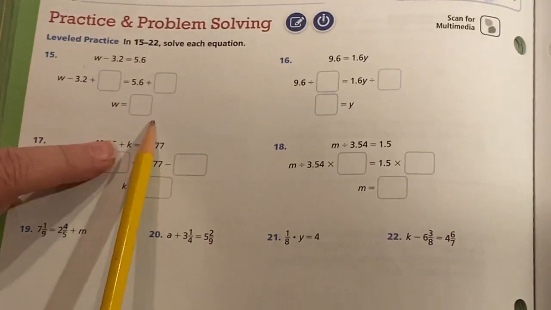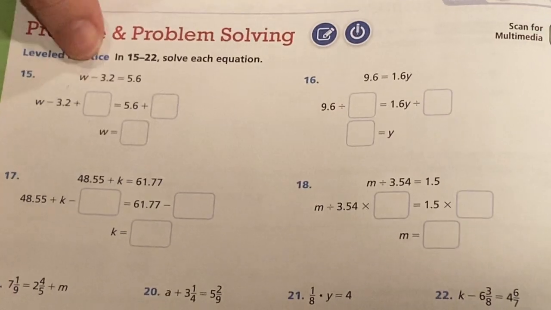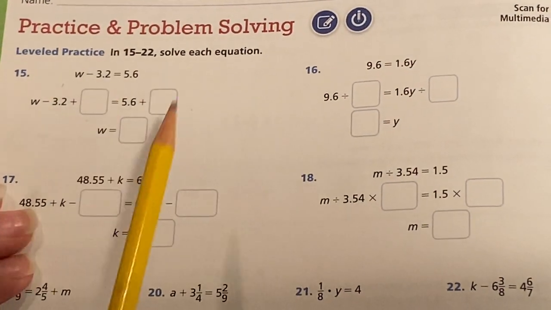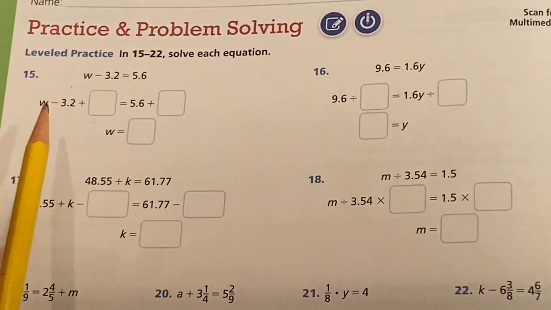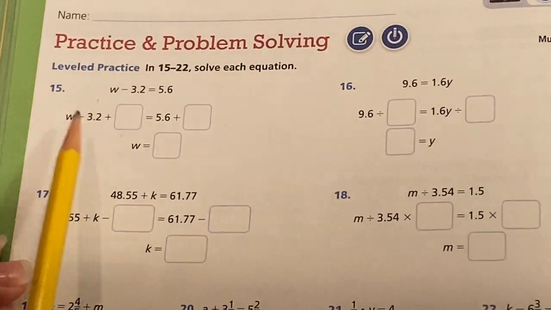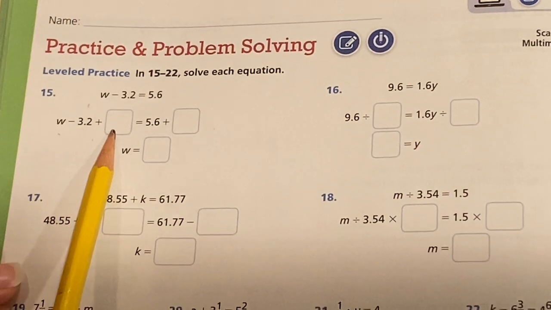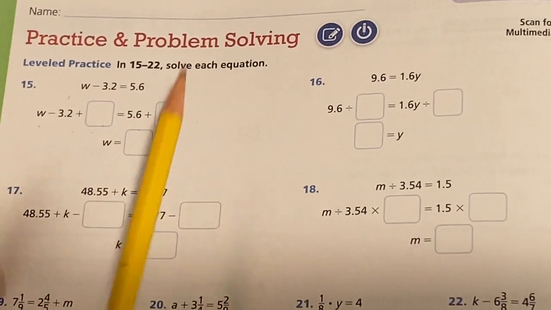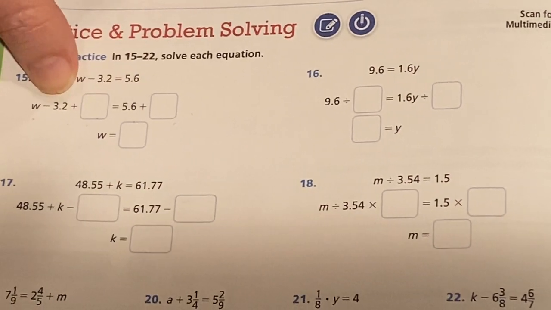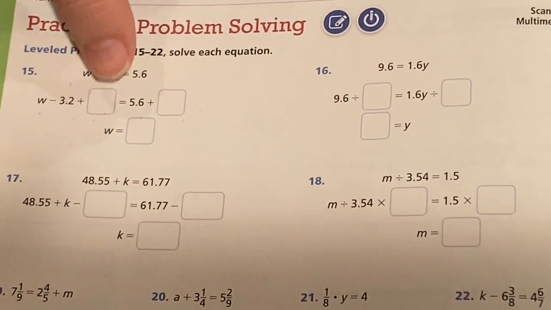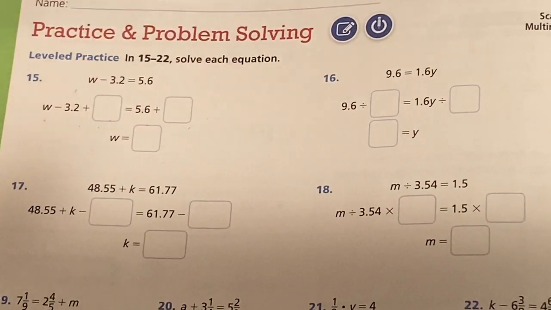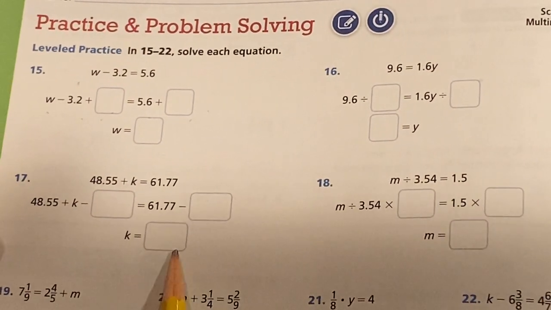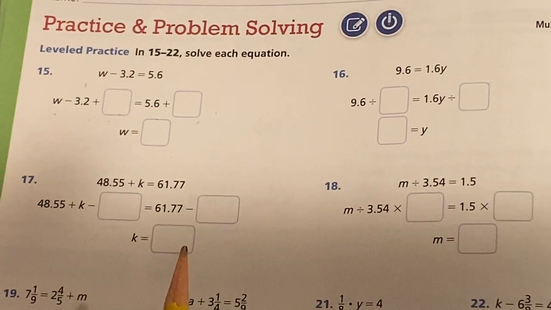And they've set up these boxes here because you know what they want you to get really, really good at is using that inverse operation. So for example, W minus 3.2 plus blank equals 5.6 plus blank. Well, you've subtracted 3.2, so they want you to write plus 3.2 on both sides and then solve. And all of those problems are the same. Just remember you're using that inverse property.